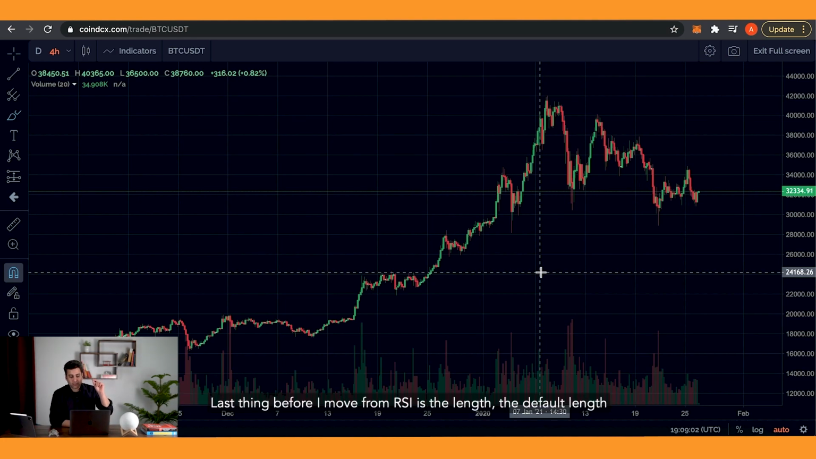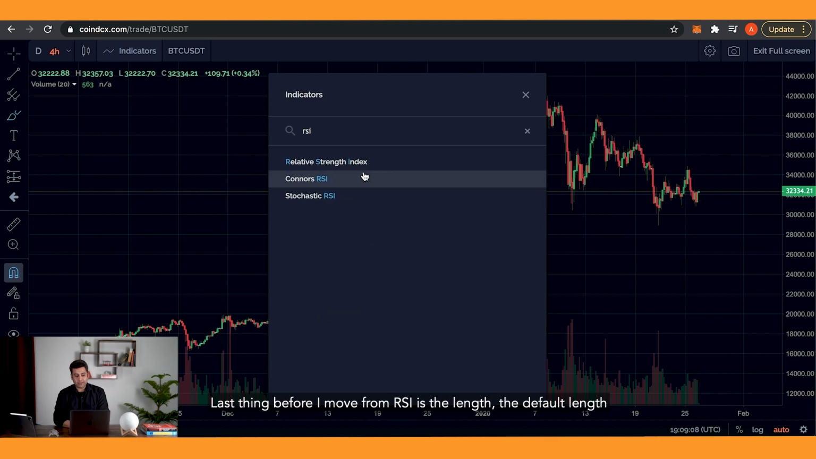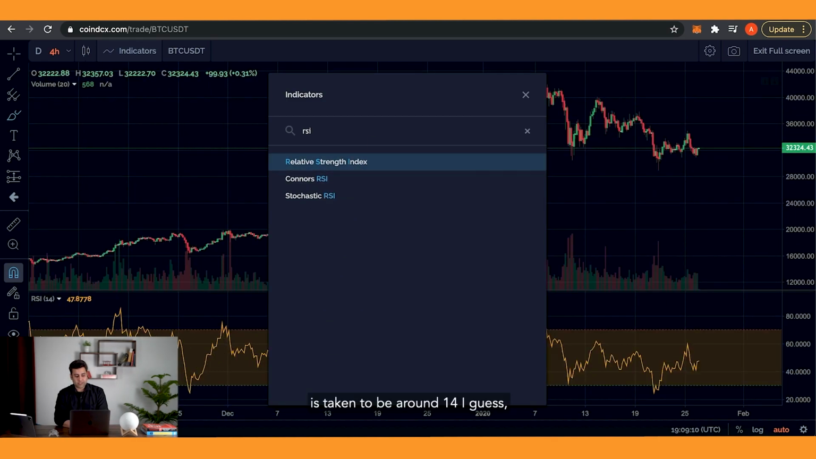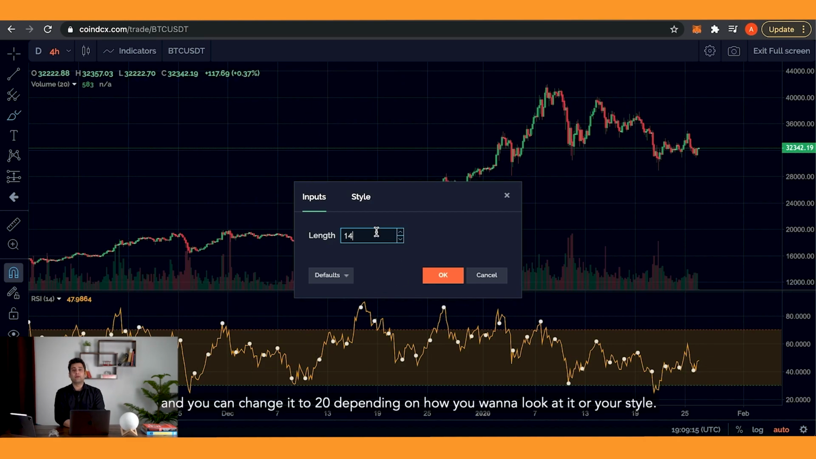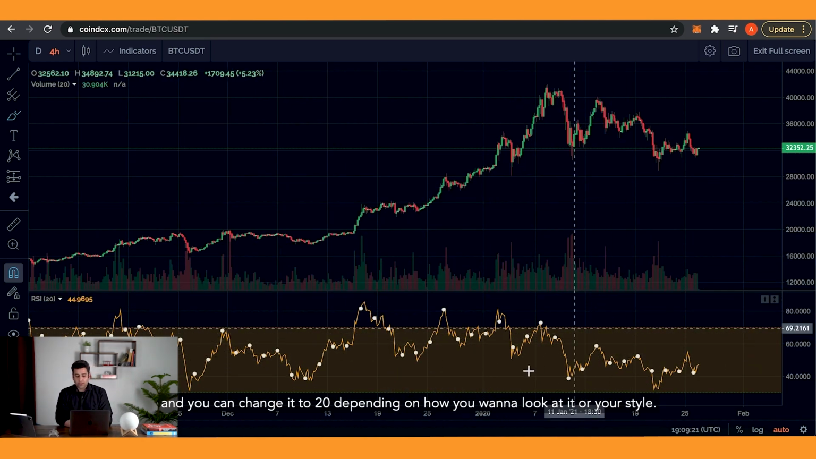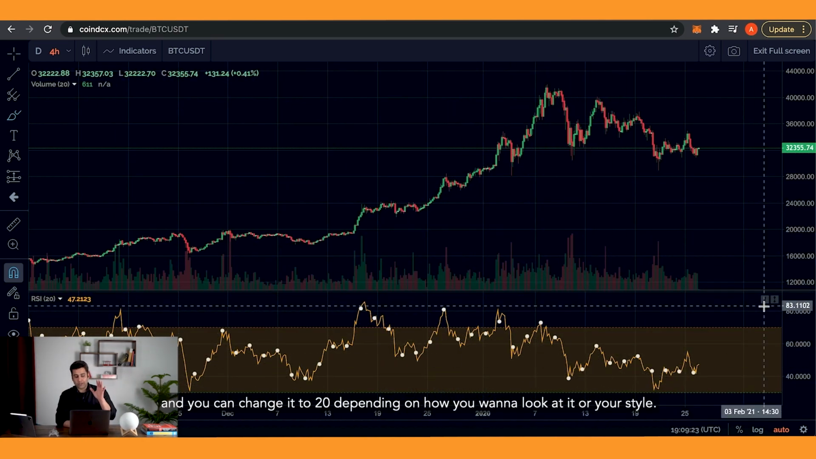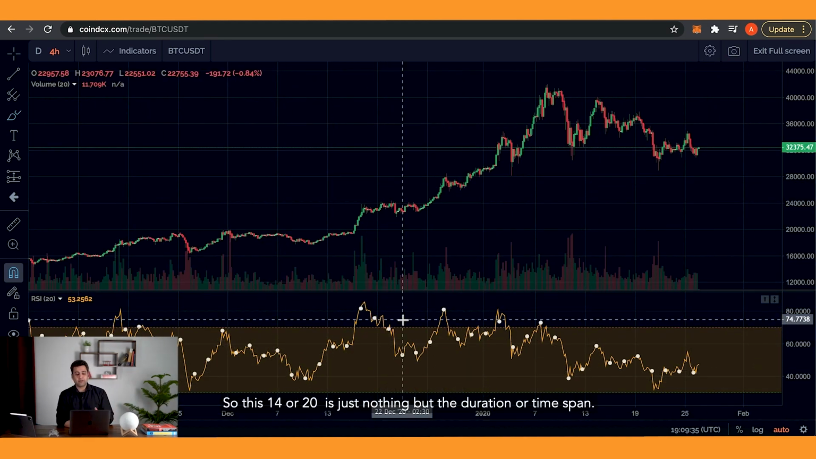So last thing before I move on from RSI is that if you again select the RSI, the default length is taken to be around 14, I guess, and you can change it to 20 or whatever, depending upon how you want to look at it. It totally depends on what your style is. So this 14 or 20 is nothing but just the duration or the time span.